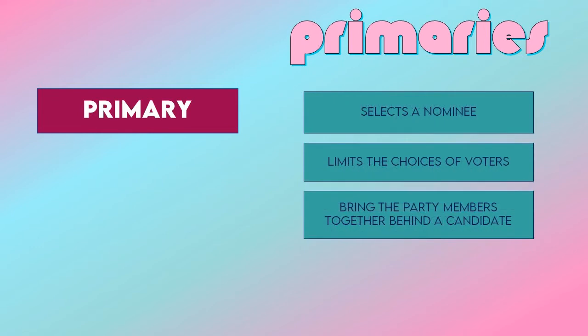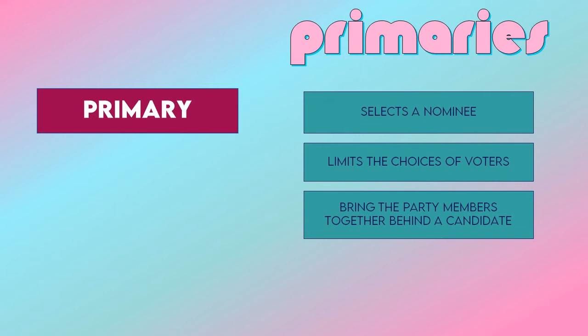So the primary does three main things. It chooses one nominee. That's a big deal. So now there's one Democrat or one Republican that's going forward. That is going to limit the choices of voters, which for a party is a good thing. That may not be the best thing for the voter, but limiting the choices is a good thing for the party because it funnels more groups into your party's votes.